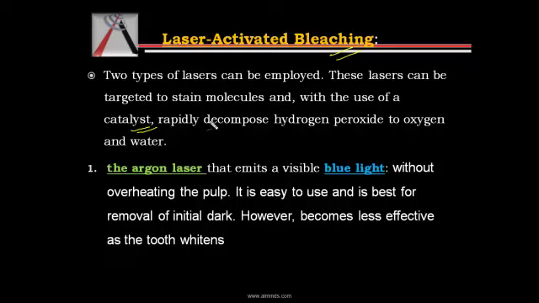Because of this, the speed of the bleaching process is increased, and the laser which we can use for this process is the argon laser that emits the blue light, and it doesn't heat the pulp. So without overheating the pulp, we can use argon laser. It is easy to use. It is best to remove the initial dark stains, but the problem is, as the stains become lighter, the effect of the argon laser lessens. So the laser becomes less effective as the stains get lighter.